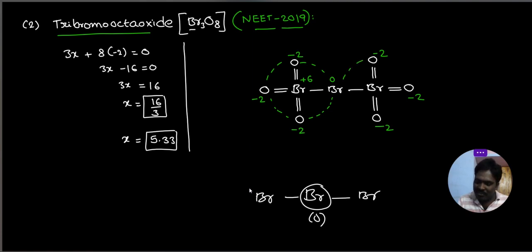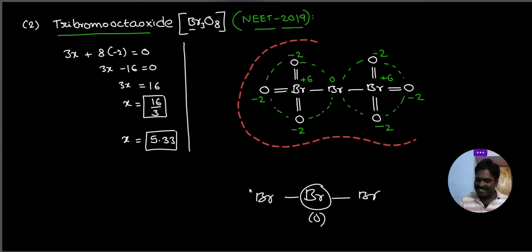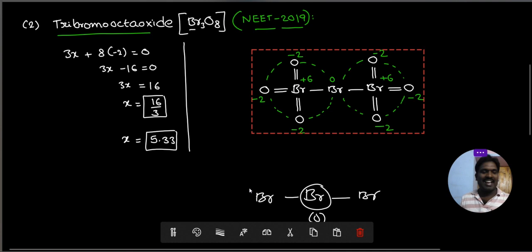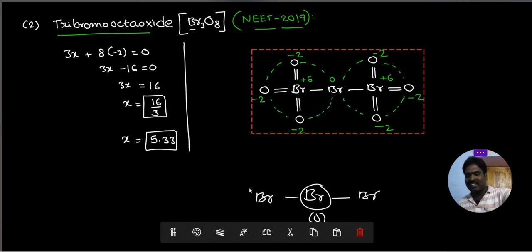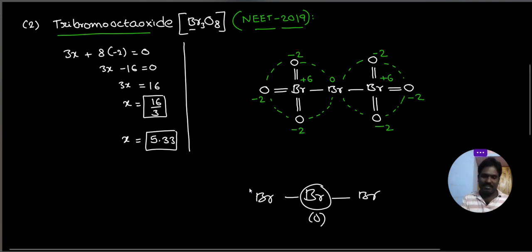Okay. Sum of the surrounding oxidation states: -2, -2, -2, 0, -6 means bromine should be +6. Clear everyone? Understood? Very, very important. Assigning oxidation states for individual atoms. Very, very important.